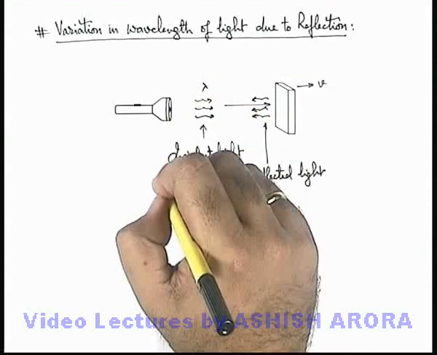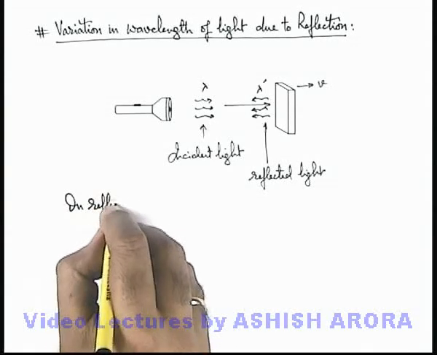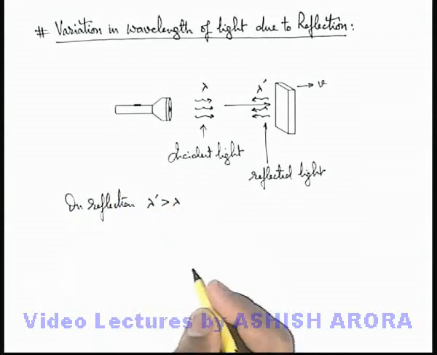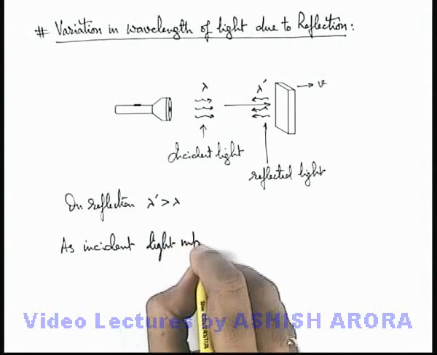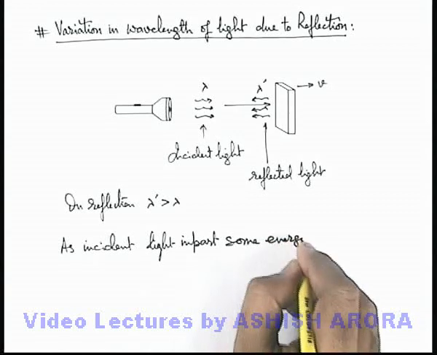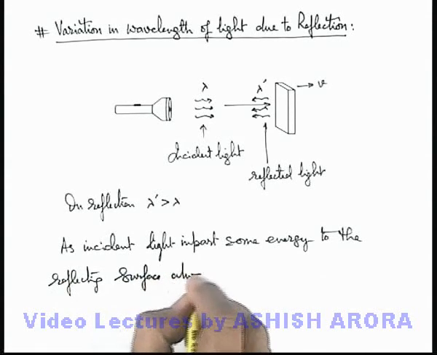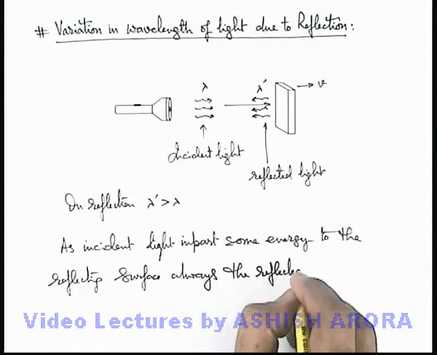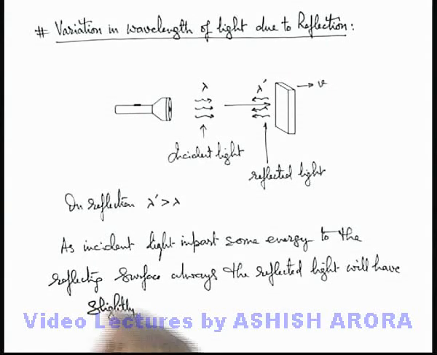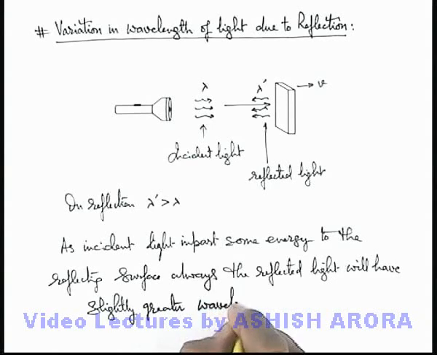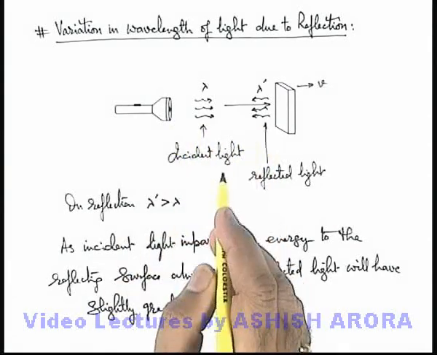So here we can say if incident light has a wavelength lambda and the reflected light has a wavelength lambda prime, then we can always state that on reflection, lambda prime must be more than lambda, or we can say the incident light imparts some energy to the reflecting surface, so always the reflected light will have slightly greater wavelength. Always remember that the wavelength of reflected light from a surface is generally greater than that of the incident light in all practical situations.